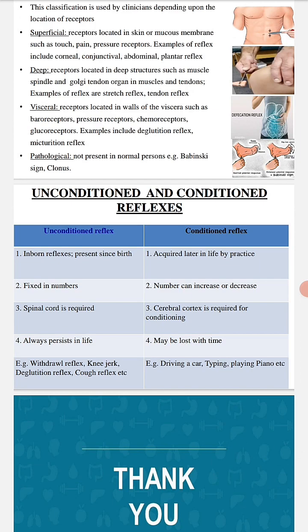Whereas conditioned reflexes are acquired later in life by practice, and the number can increase or decrease. Cerebral cortex is required for conditioning, and they may be lost with time. For example, driving a car, typing, or playing a piano.